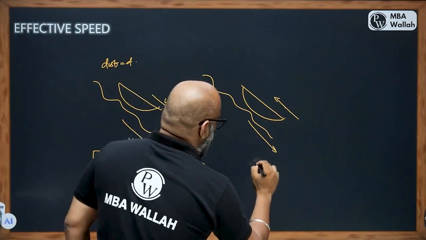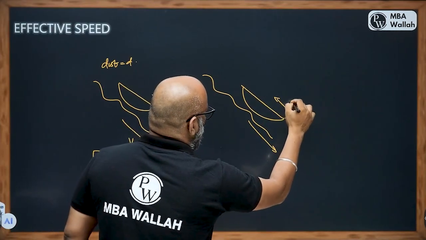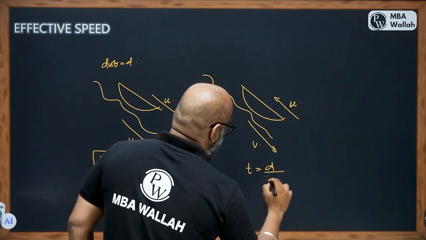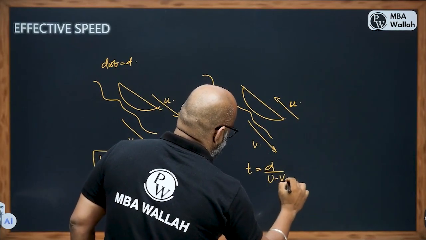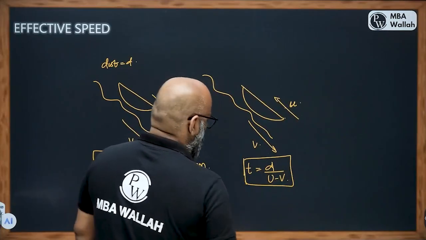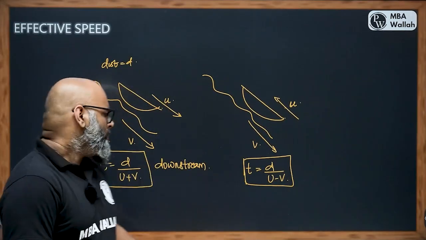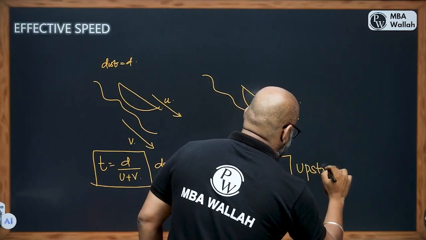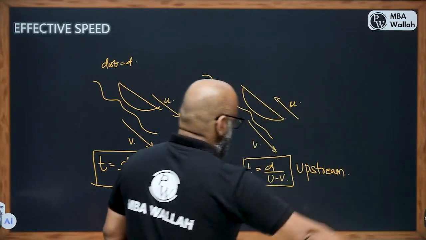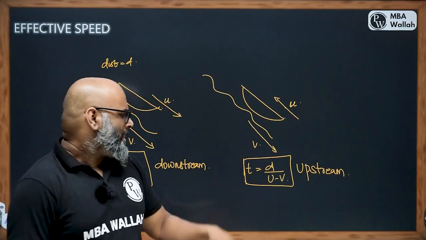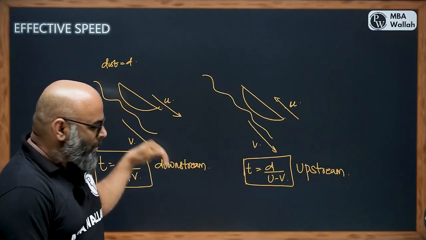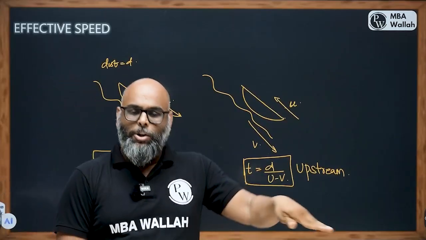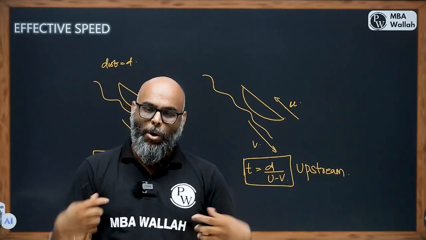And then in this other case, if this is u and this is v, t is equal to d divided by u minus v. Right. So this is called upstream. We have to understand that when the water body is flowing down, it always flows down, and when the boat goes in the direction of the stream, it's called downstream.